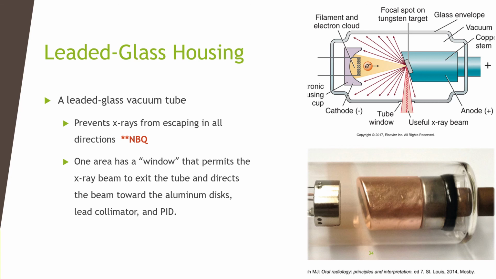That's going to be on your boards. One little area has that little window, and that's what's going to allow those X-rays to go through. They'll go through the tube head seal. They will go through the aluminum discs. They'll go through the lead collimator, and then they'll go out the PID on towards the patient.